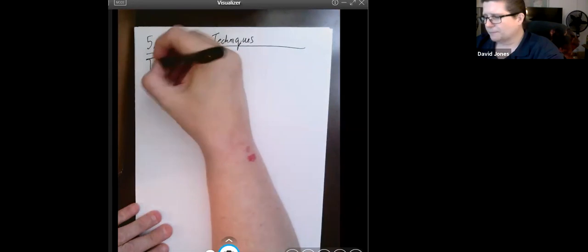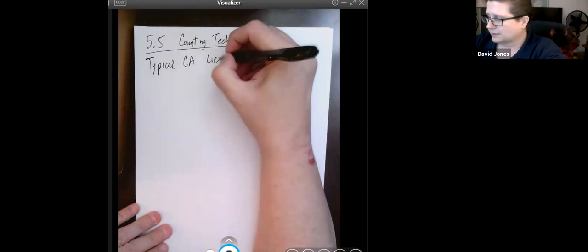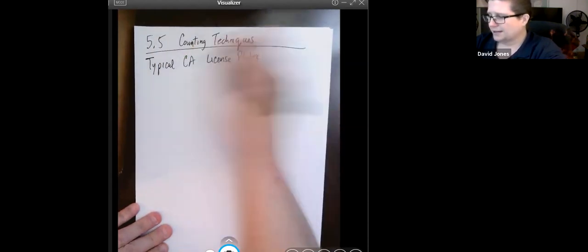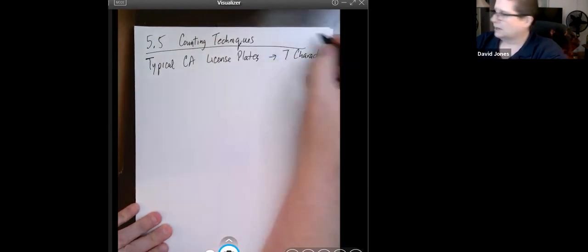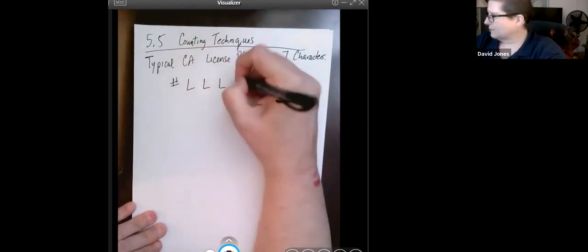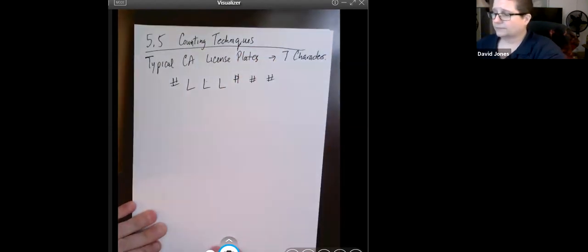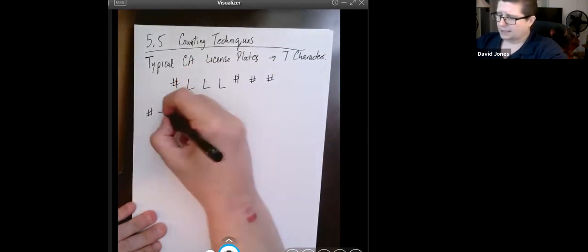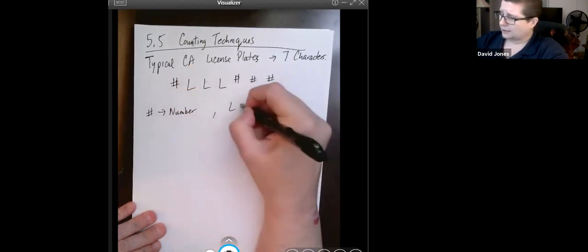So the typical California license plate, or at least it used to be, I don't know if it's changed. It used to be 7 characters. And it usually goes a number, a letter, a letter, a letter, and then 3 numbers. So the pound key represents a number, and L represents a letter.